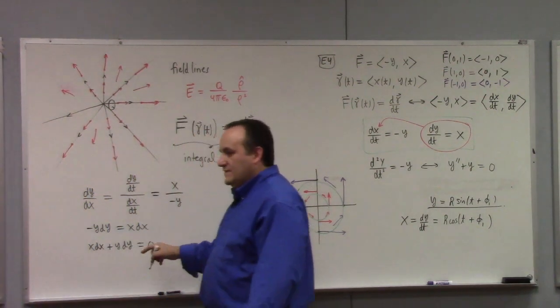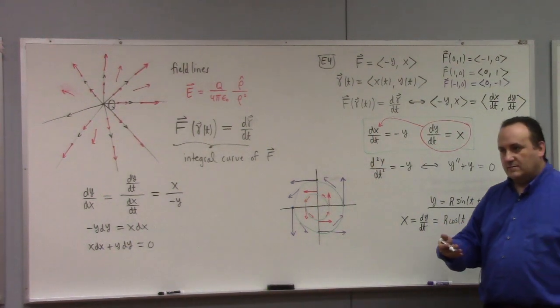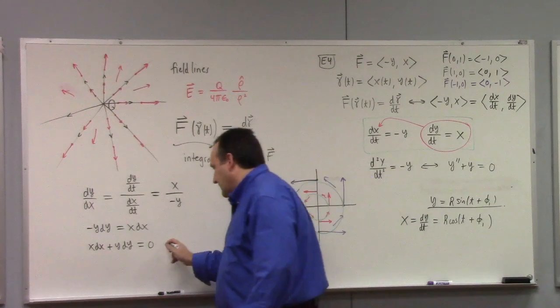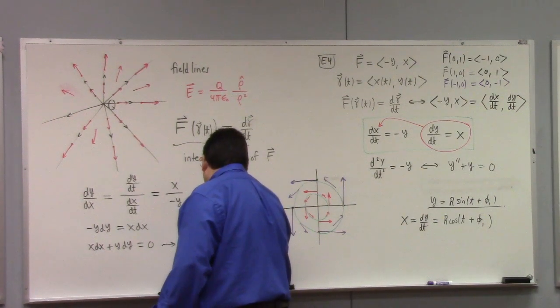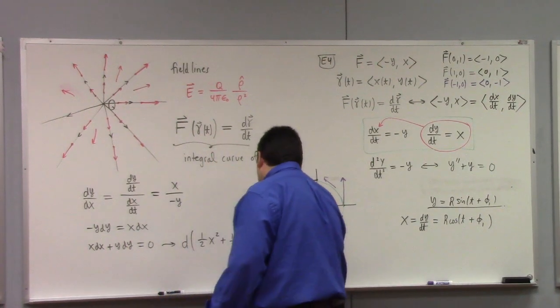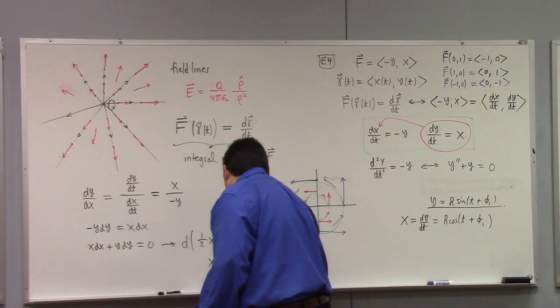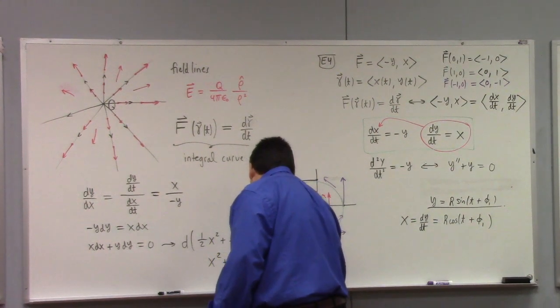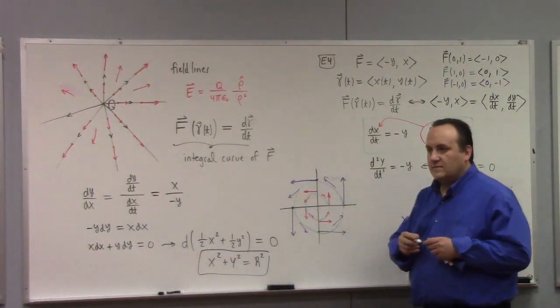But you guys can easily see that that's an exact form, and that we can integrate it. And the integral of this is exactly, well, it's the differential of 1/2 x squared plus 1/2 y squared, see, equal to 0. In other words, you can see that x squared plus y squared equals r squared is the solution to this differential equation.